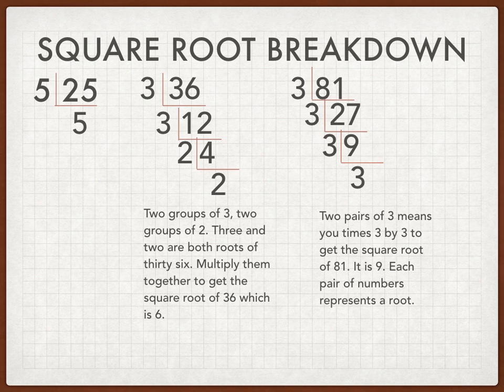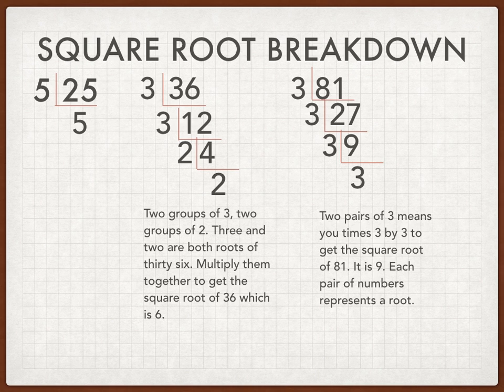Square root breakdown. To find the square root of a number, you simply start dividing it by the lowest number that can go into it. The more you get down the line and find pairs, the more you can find the square root. For example, in 25, there are only 2 numbers that go into it, and they're both 5. That means that 5 squared equals 25.